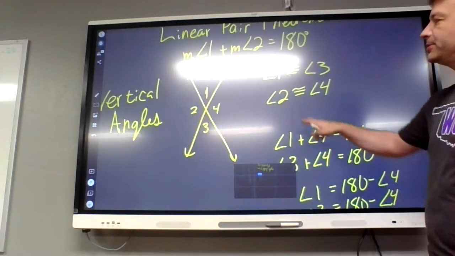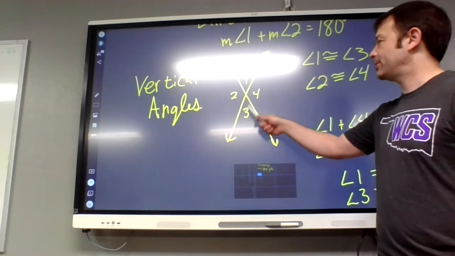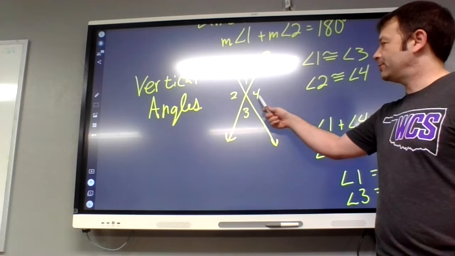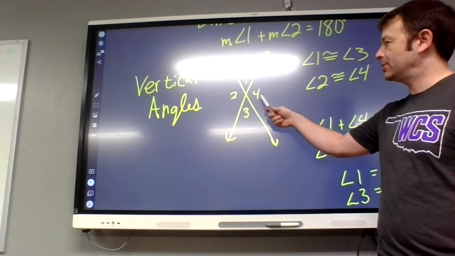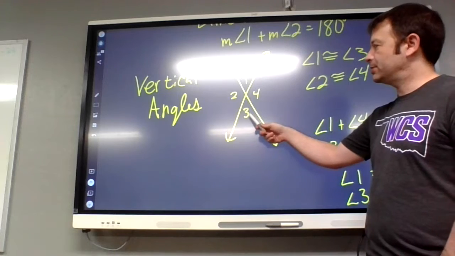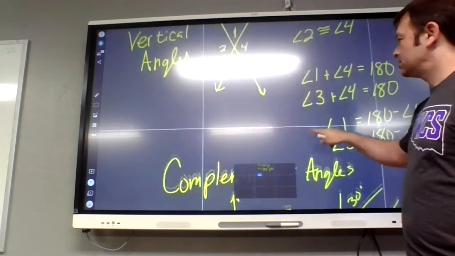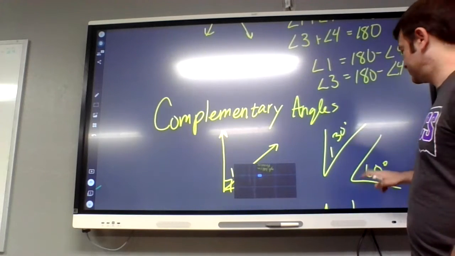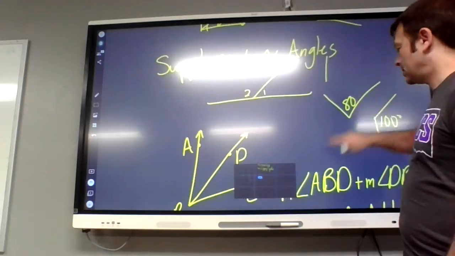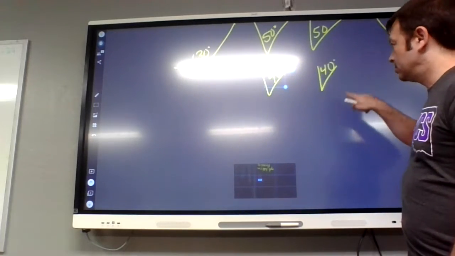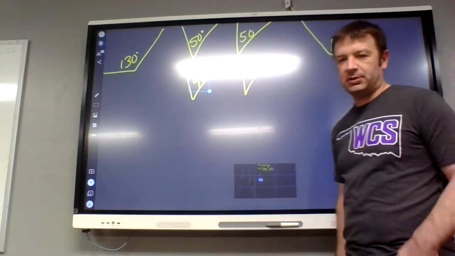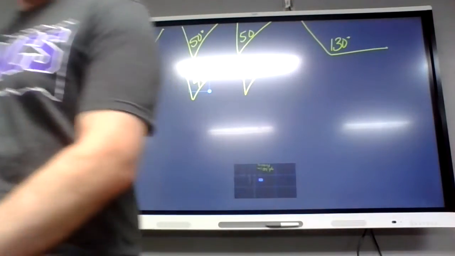Oh yeah, I was going to say on these vertical angles, that's basically what's happening. 1 is supplementary to angle 4, 3 is supplementary to angle 4, so 1 and 3 are congruent. Because they're supplements of the same angle. Alright, I think we've sorted it out.